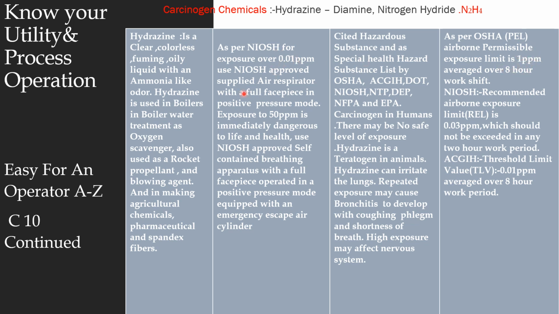Now you can see the required PPE. As per NIOSH, for exposure over 0.01 ppm, we have to use a NIOSH approved supplied air respirator with a full face piece in positive pressure mode. Exposure to 50 ppm is immediately dangerous to life and health. Ideally, we have to use a NIOSH approved self-contained breathing apparatus with a full face piece operated in a positive pressure mode equipped with an emergency escape air cylinder.